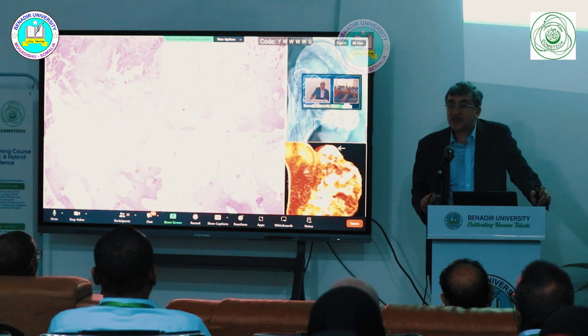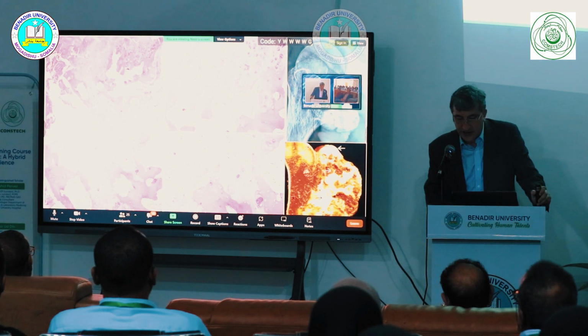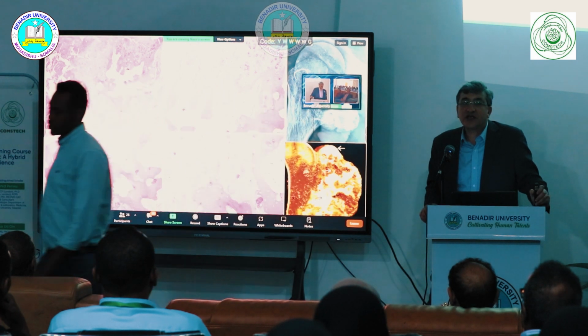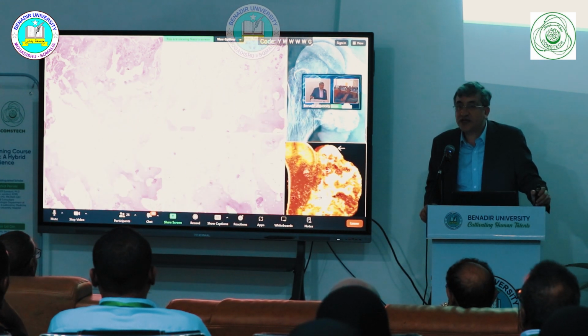And what about these images? X-ray and the gross specimen. So what are the differential diagnoses on the X-ray?